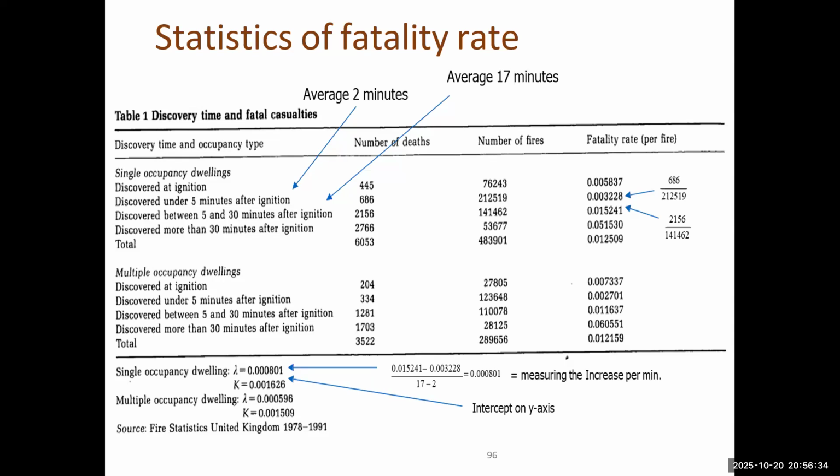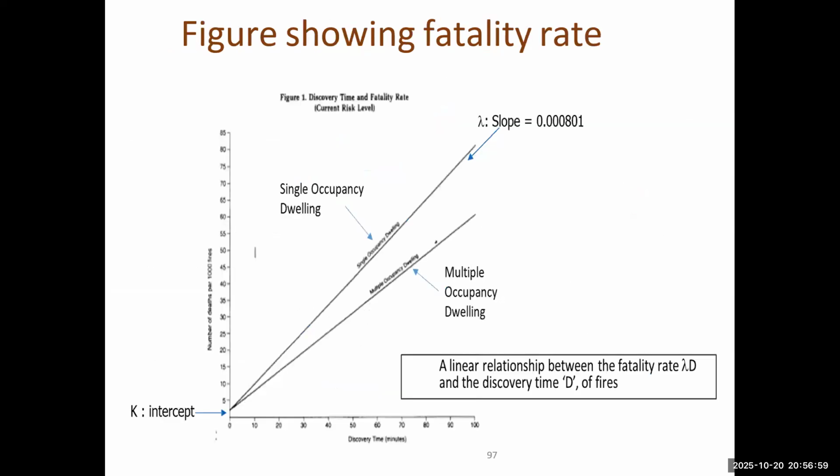And here we can introduce a very important parameter, that is lambda. We will have the details of lambda, but we can calculate lambda by using what? By using the difference between the fatality rates and the difference between our discovery times. So that will give us the slope. If we consider the fatality rate as a linear relation with our discovery time, we will get this lambda as our slope. So it is not random but a clear trend.